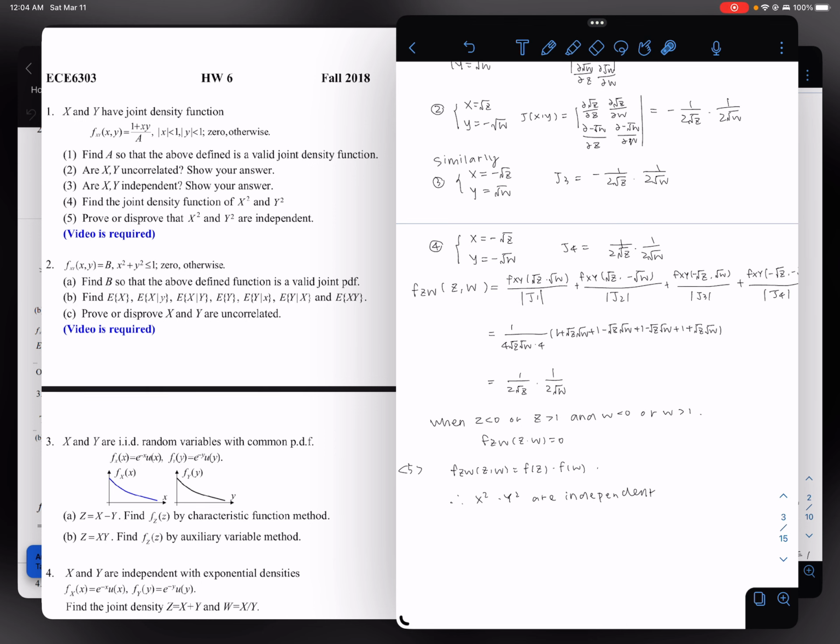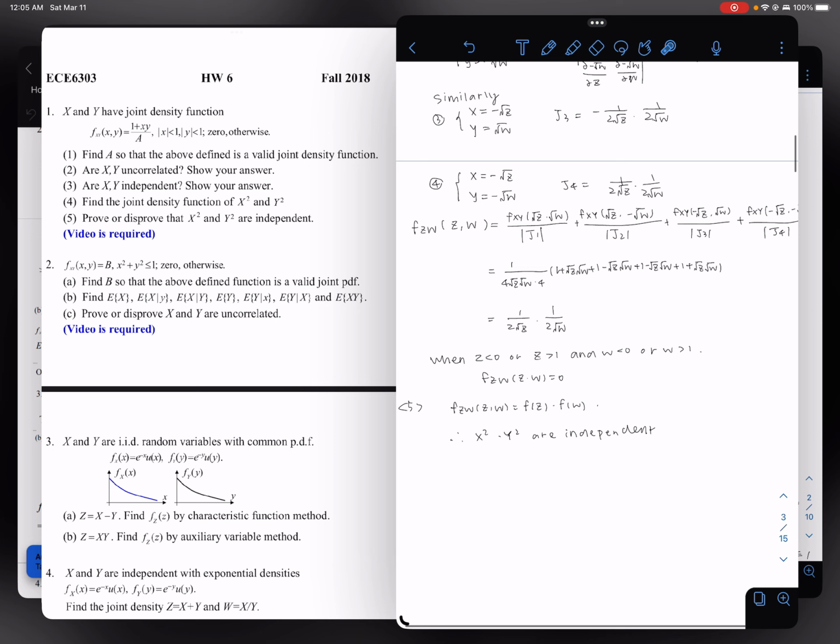Fifth question, prove or disprove that x squared and y squared are independent. Well, because the joint density function is the multiplication of a z function and w function, we can know that x squared and y squared, which are what z and w represent, are independent.